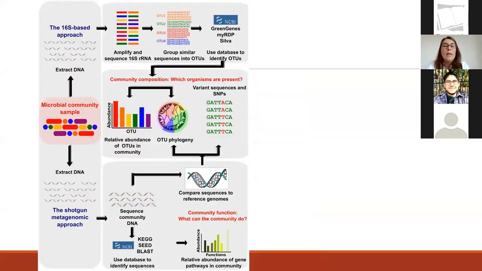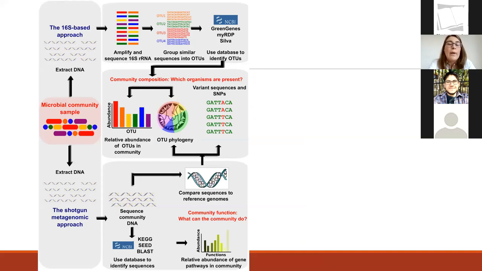Okay, so let's say you want to have a look in the DNA only. So first you need to extract the DNA from your sample. And when we say sample here, it depends on what your research question is. But for us, we are interested in the gut microbiome. Therefore, our sample is feces from patients.